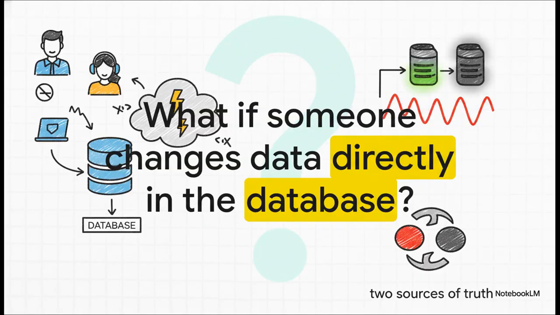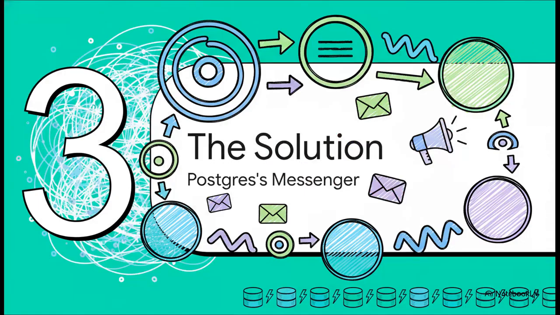And then there's the second problem, and this one is way more sneaky. What if a developer or a support agent needs to manually insert an order directly into the database? Well, because they went straight to the source, they completely bypassed your application. And that means your event broker has no idea this new order even exists. Your system is now officially out of sync. And this is where PostgreSQL comes in to save the day.